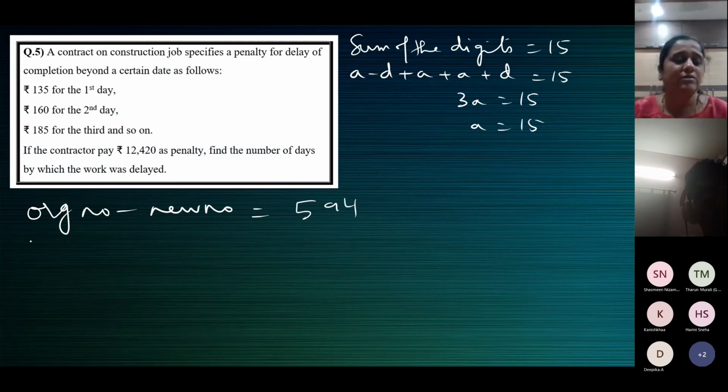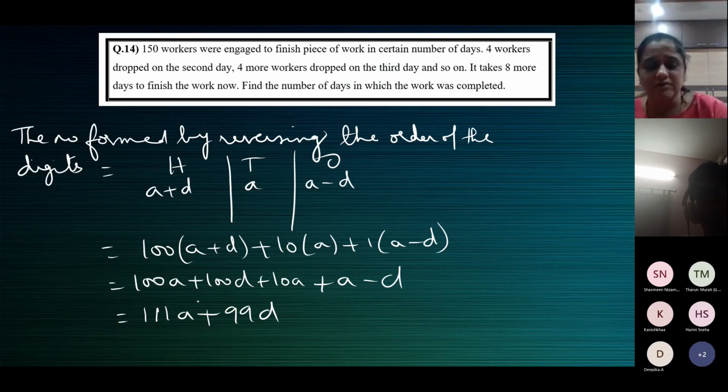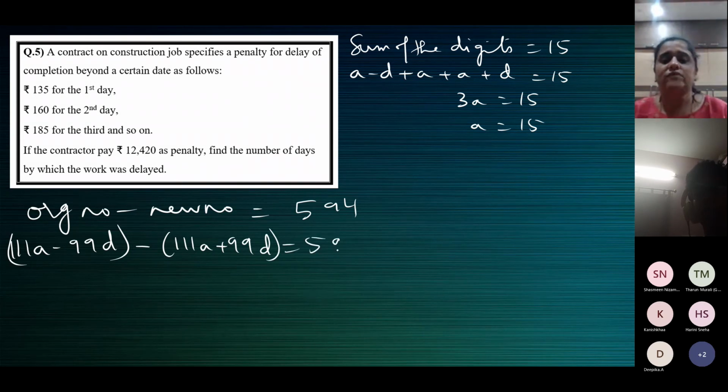So what is the original number? 111A minus 99D. Now what's the new number? 111A plus 99D. The difference is equal to 594. Now you know the value of A, so you can substitute the value of A and find D, and hence find the 3-digit number.